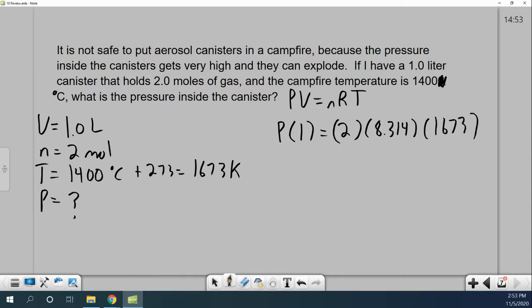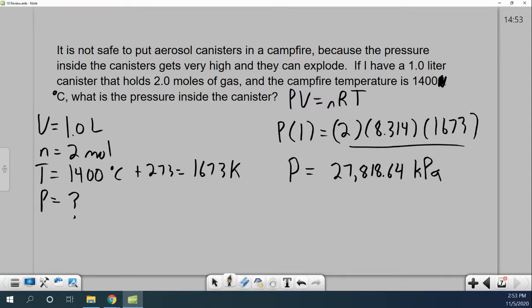So, pressure times 1 is just pressure, which is what I'm trying to get. So I really just have to multiply this side and I'm good. 2 times 8.314. Oh, I put a negative in. 2 times 8.314 times 1,673. So there are 27,818.64, and units of pressure are always kPa.